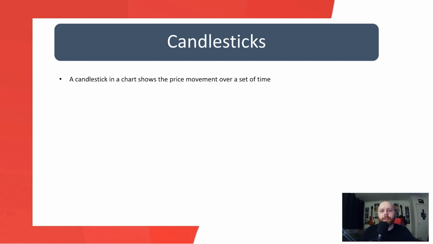So what is a candlestick? A candlestick in a chart shows the price movement over a set period of time. The time can vary depending on the user's choice. When you're looking at a chart, you will have an option to look at the 1 hour chart, where each candle represents a 1 hour time frame. You could look at the daily chart, where each candle represents the daily time frame, or you can go all the way into the 5 minute or 1 minute chart, where each candlestick will represent 1 minute or 5 minutes, depending on what you're looking at.